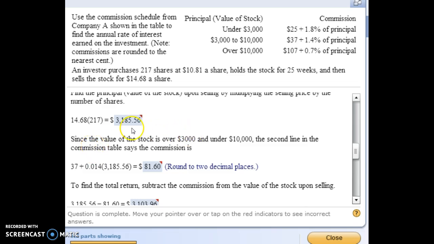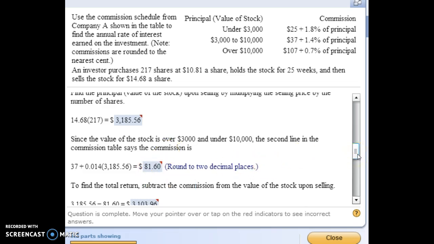Well, that is over $3,000 and less than $10,000. So you're using this line of commission here. You got to pay commission on the sale. So $37 flat fee and then 1.4% of the amount. So multiply by 0.014 times your amount, add the flat fee, and there's your commission.